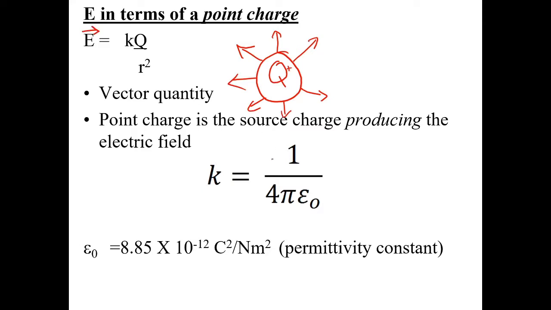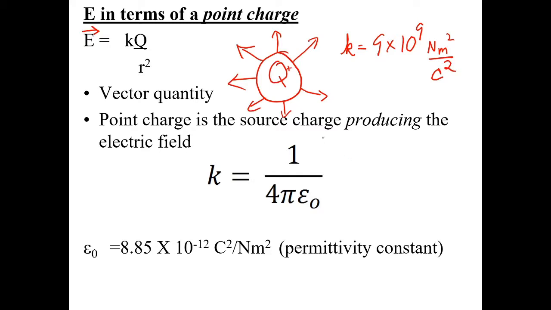So the point charge is the source charge. It's what's causing the electric field. We're going to use KQ over R squared. And just to remind you, because maybe it's been a week or two, K is 9 times 10 to the 9th, and I forget the unit off the top of my head, newton meter squared per coulomb squared.